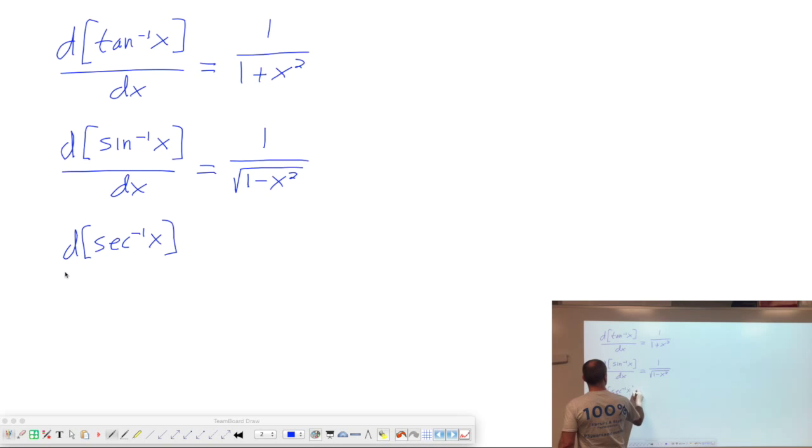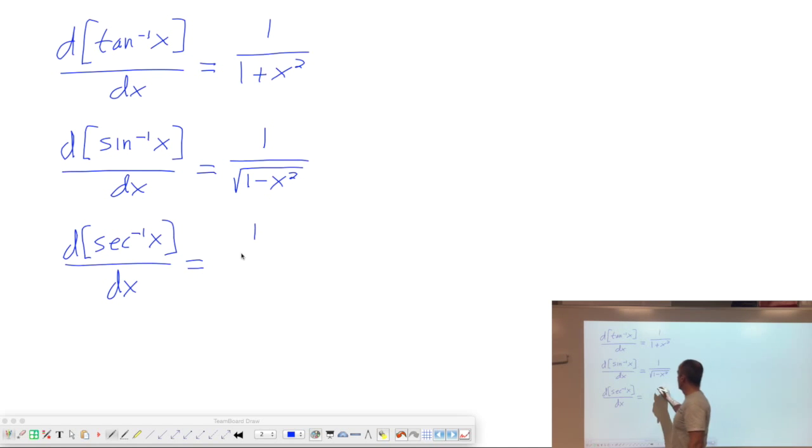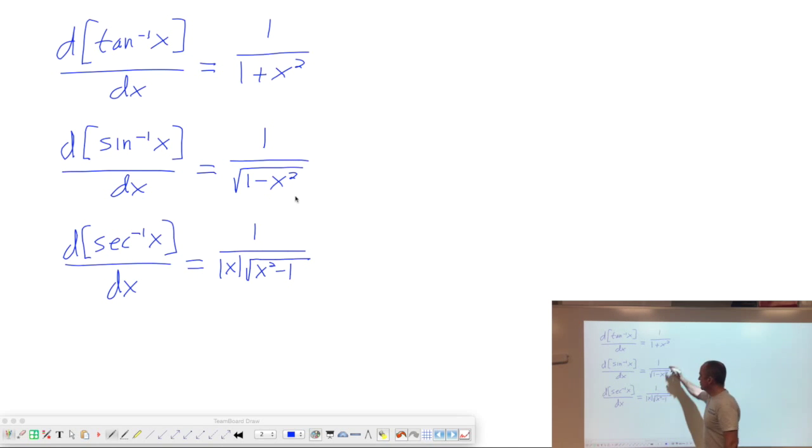And the derivative of inverse secant of x is the other one I just want to mention, because that will be your 1 over the absolute value of x, square root of x squared minus 1. These two can be very easy to mix up, which is why I kept double checking them. Okay, these are the three differentiation rules you'll have to know for the AP exam.